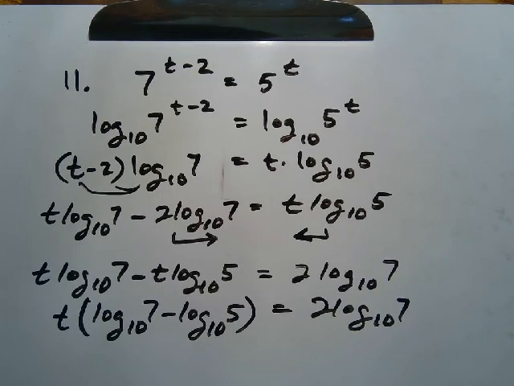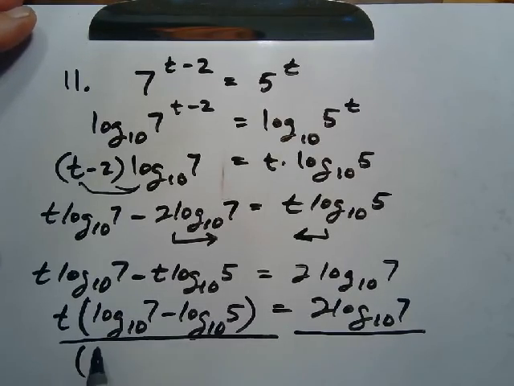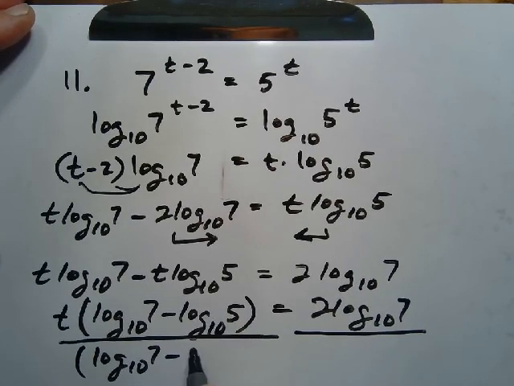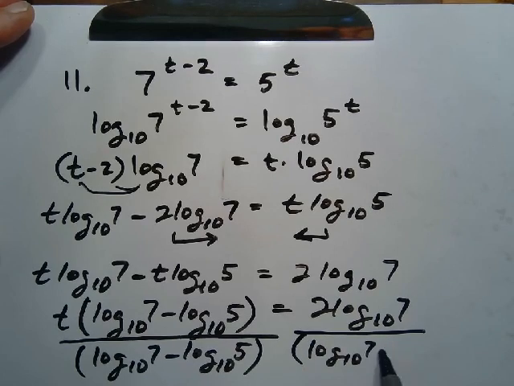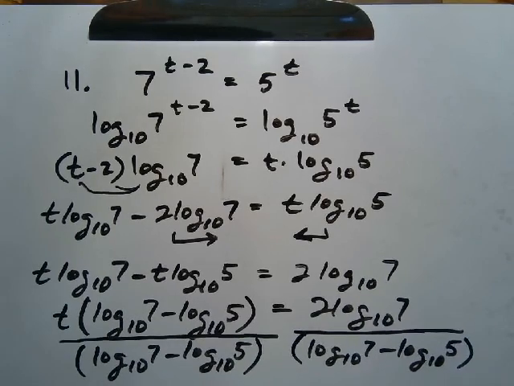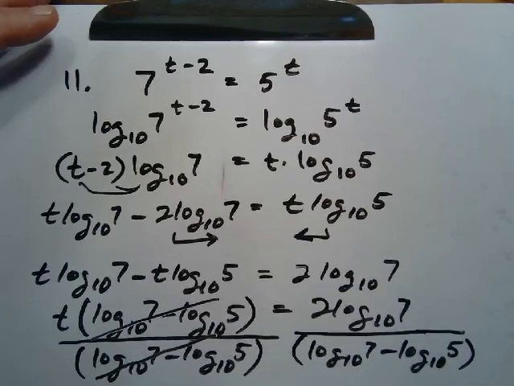Now, let's move down the page just a little bit here. If I divide both sides by this guy right here, t will be alone. So I'm going to put that right here. I'm going to divide both sides by log base 10 of 7 minus log base 10 of 5. Same thing over here. I'm going to divide both sides by that amount. Now when I do that, I end up getting these two to cancel. These are identical, so they should cancel. And t is now left alone.